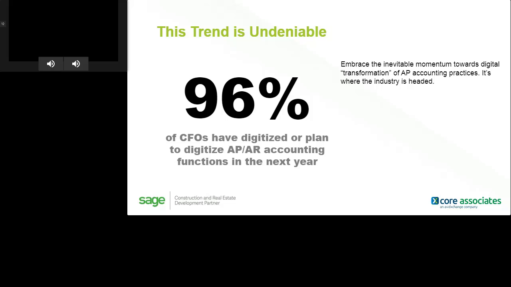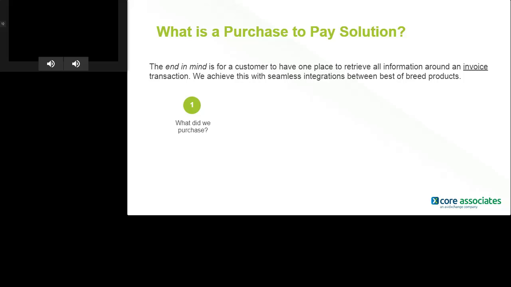Okay, so let's talk about the purchase-to-pay solution. When we're referring to purchase-to-pay, the end in mind is for you to have one place to retrieve all of your information around an invoice. We're trying to achieve that with a seamless integration between what we refer to as best-of-breed products. When I talked about the acquisition of Core Associates by Avid Exchange at the end of last year, basically what we did is we took best-of-breed solutions, where within TimberScan we have the AP routing and approval solution, and Avid Exchange has the Avid Pay Network. We've now combined them so that you're able to manage everything from within TimberScan and still take advantage of all of the things that the Avid Pay Network can provide you, which we'll talk about in a little bit.